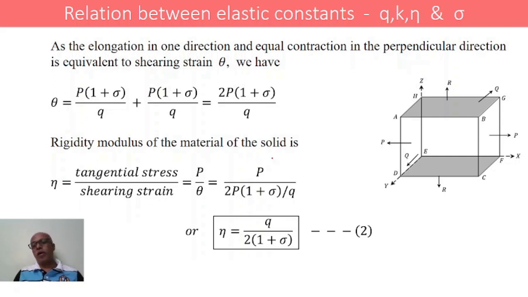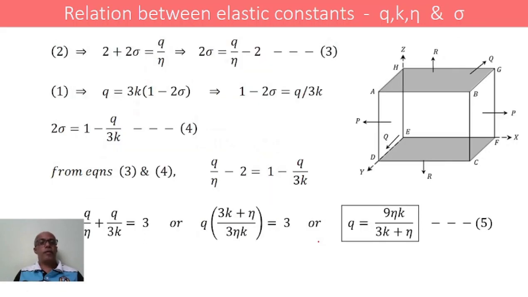Rigidity modulus of the material of the cube is given by eta equals tangential stress by shearing strain, that is equal to P by theta, that is equal to P divided by 2P into 1 plus sigma whole divided by Q. Rewriting this, we get Q divided by 2 into 1 plus sigma. This is the rigidity modulus.